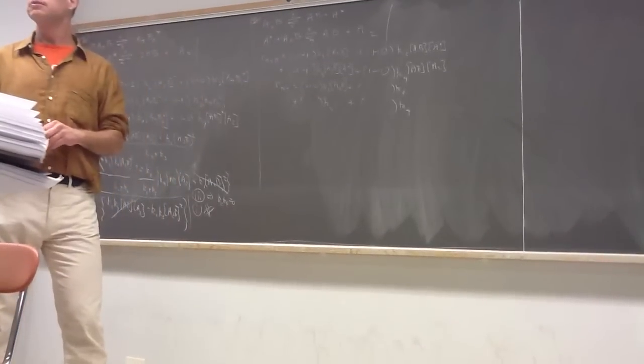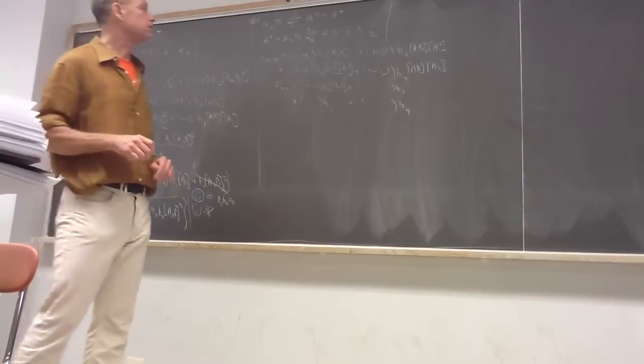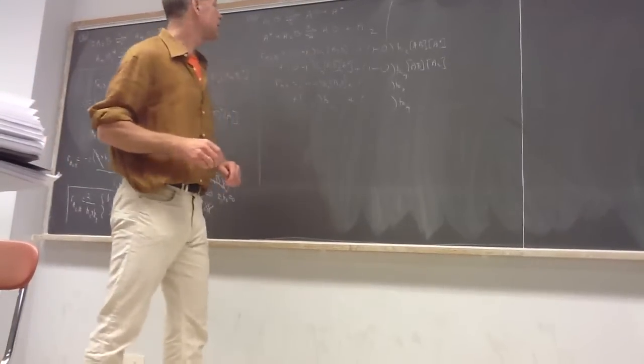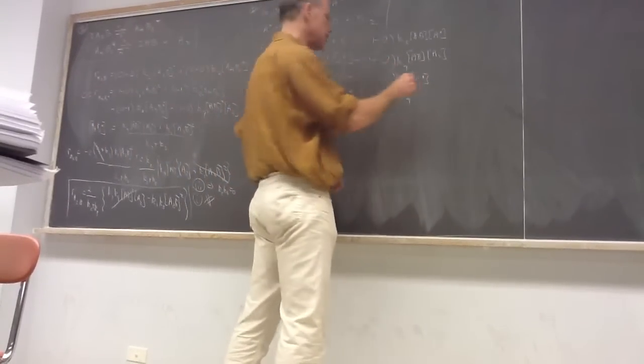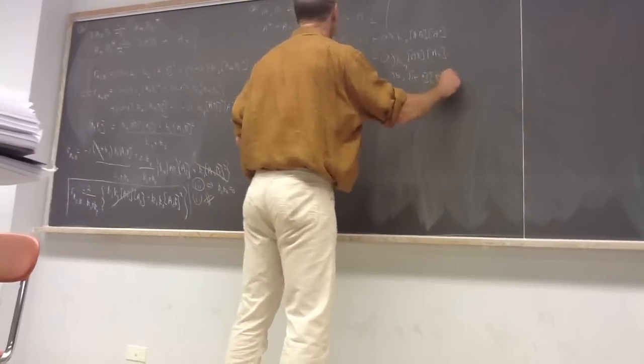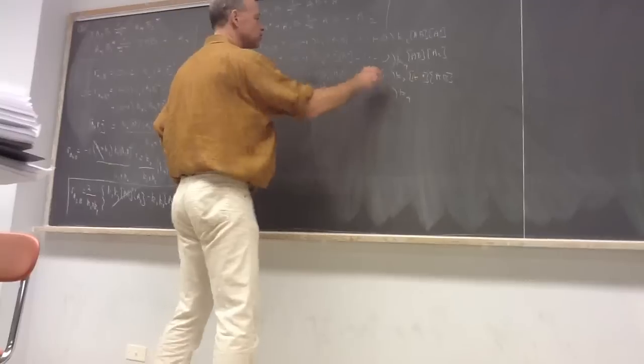Now we have to look for K2, which is A star plus A star, what was the other thing? AB. And the coefficient is 0 minus 1. 0 minus 1. Good. Next.